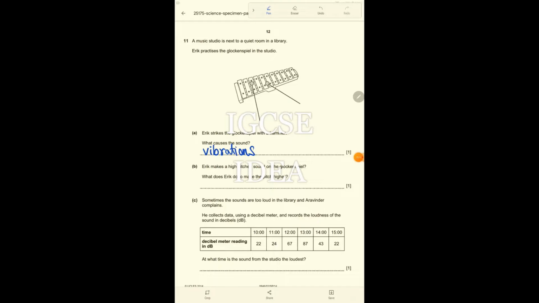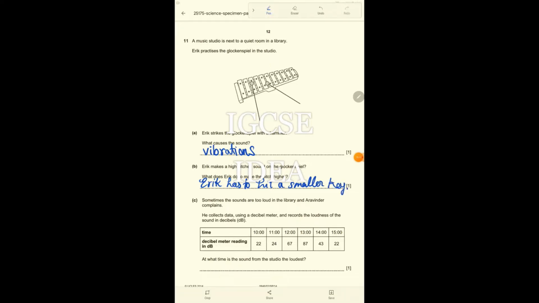Eric makes a high-pitched sound on the glockenspiel. What does Eric do to make the pitch higher? Eric has to hit a smaller key, because smaller keys are higher pitched.